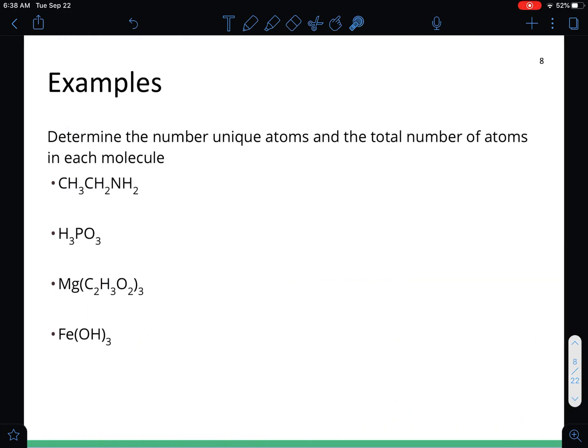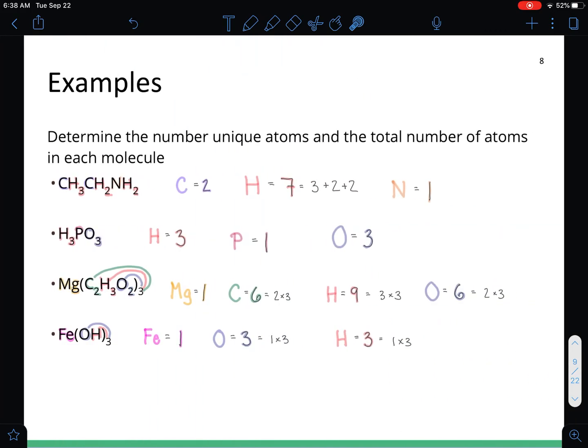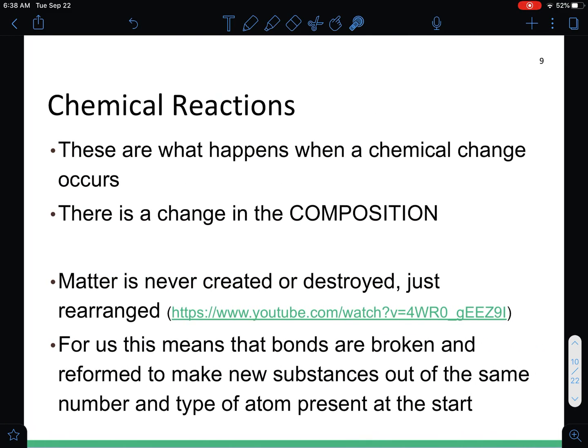All right, now some more practice. For each of these, I want you to determine the number of unique atoms, or the total number of different atoms, in each molecule. So pause the video. When you're ready for the answers, press play. All right, let's check your answers. All right, again, pause the video and check your answers with mine. All right, moving on.